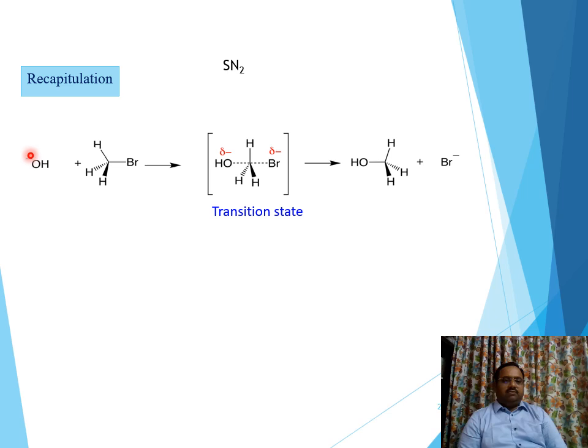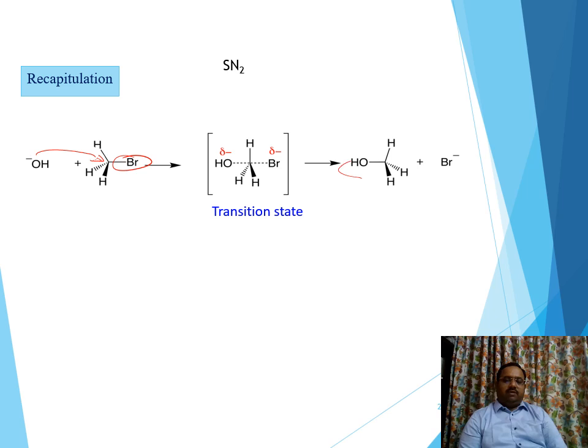That is the reactant. The nucleophile attacks from the backside of the leaving group. So there is a formation of a transition state, and after the transition state there is formation of product, with the liberation of the leaving group and attachment of your nucleophile. In other words, it is the replacement of a weak nucleophile by a strong nucleophile.